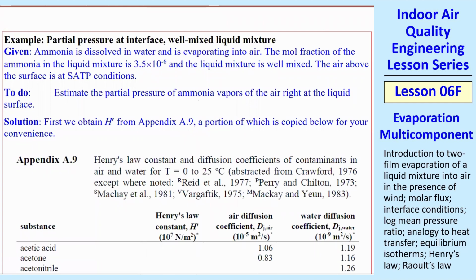Suppose we have ammonia dissolved in water. It's evaporating into air, so it's a multi-component liquid. The mole fraction of the ammonia in the liquid mixture is very small, 3.5 times 10 to the minus 6. The liquid mixture is well mixed, so this is a single film. The air above the surface is at SATP. Estimate the partial pressure of ammonia vapors in the air right at the liquid surface.